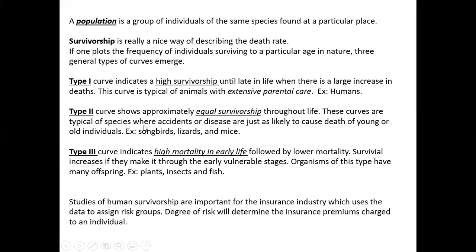A type 2 curve is one that shows equal survivorship throughout life. These guys can die of an accident or a disease just as likely when they're young or old. So we have things like songbirds, lizards, mice, things like that. And then type 3 curve, where you have high death early in life. But if you can make it through that first period of time, then your survival increases. If you make it through that first part, you survive to be pretty old, okay? Things like plants, insects, fish.